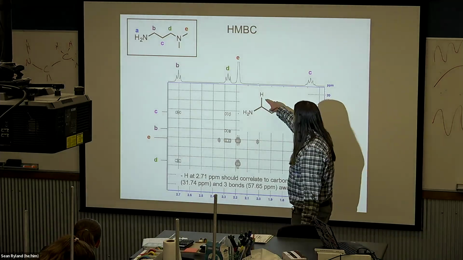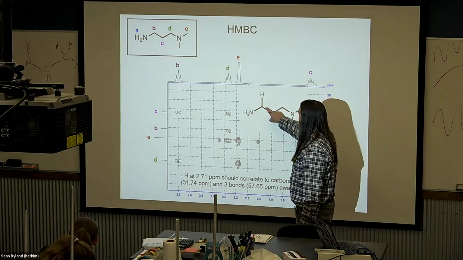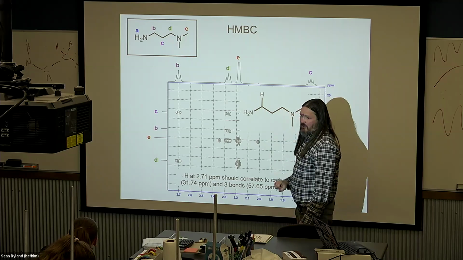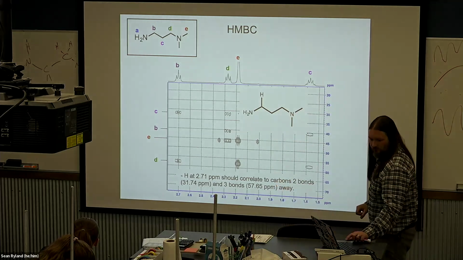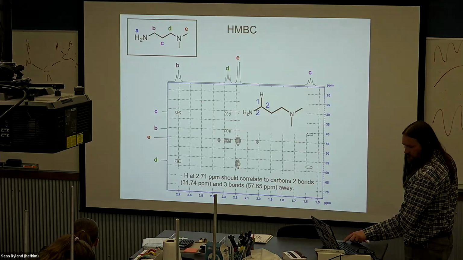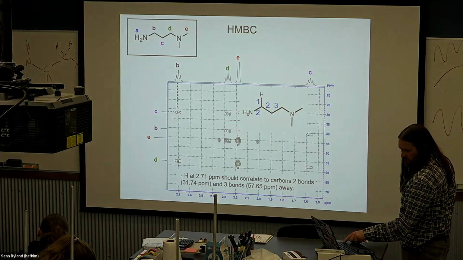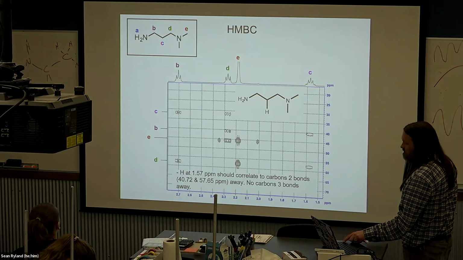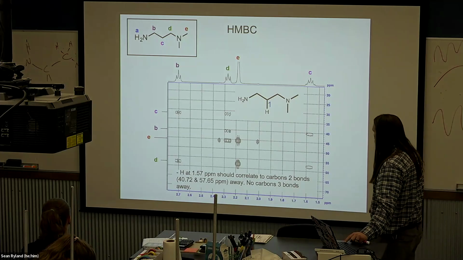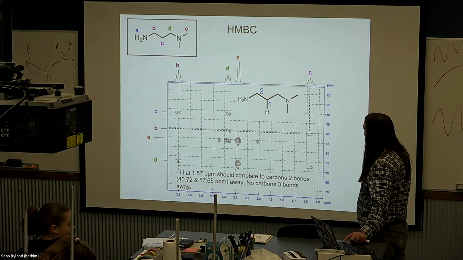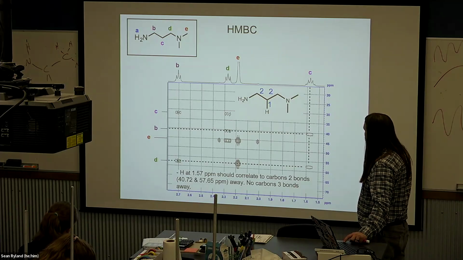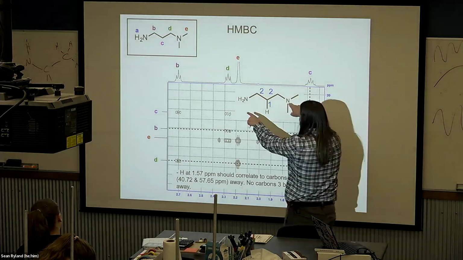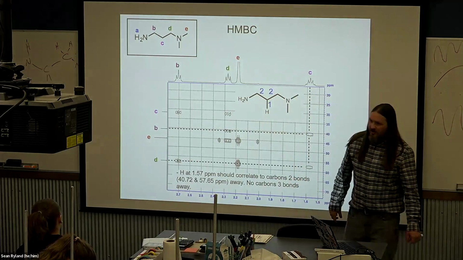Right, so for B, 1, 2, that's C. 1, 2, 3, that's D. One, two, 1, 2. But 3 in both cases takes you to nitrogen, which doesn't show up.